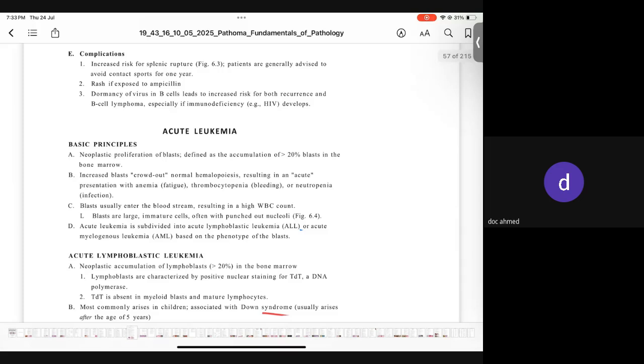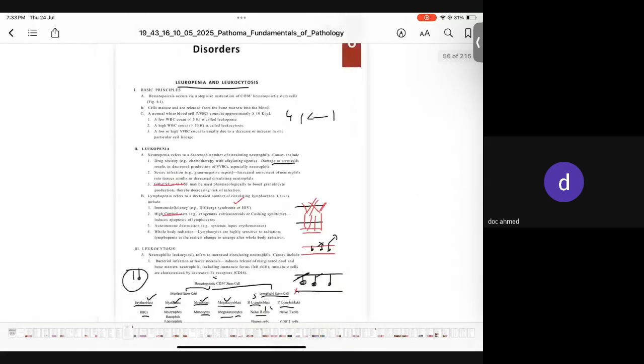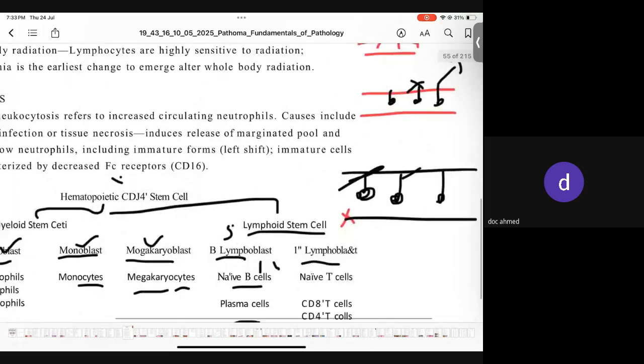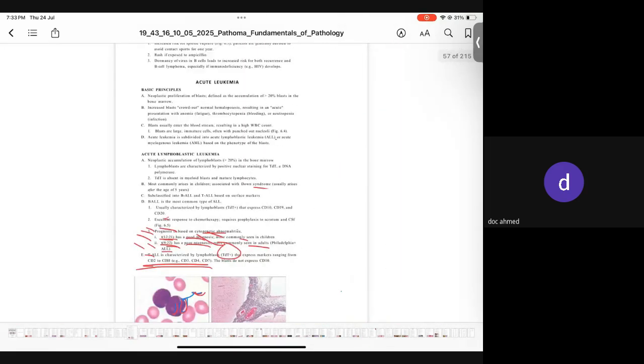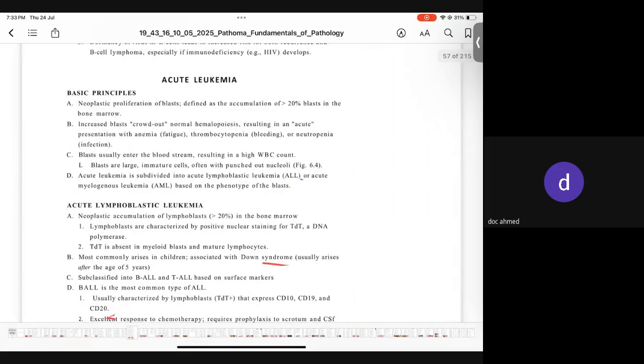We have blast in both lineages. We have blast in the myeloid lineage. We have blast in lymphoid lineage. So how to differentiate them? That's really simple. If we have cancer of the blast cells at the lymphoid lineage, that's a blast, so acute lymphoblastic leukemia.